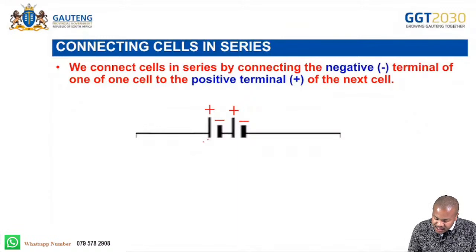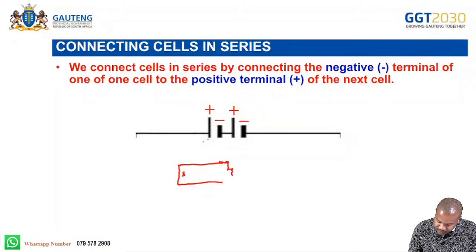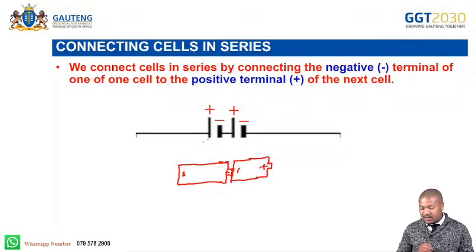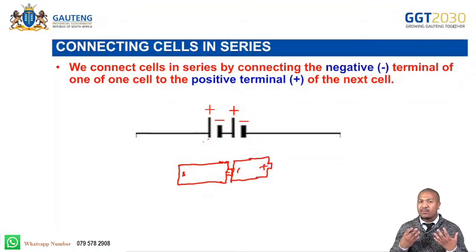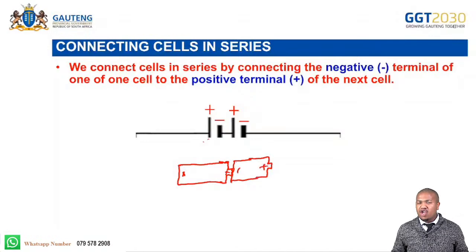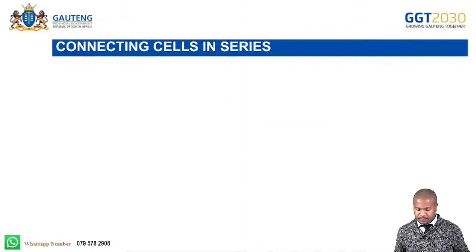So your cells in a remote controller would be something like this, right? You'd be having a negative terminal this side, positive terminal. Then another cell connected to this one with its negative terminal, and the positive terminal facing the other side, as we normally see in some of the remote controllers for our televisions or any devices that we have at home. Every time when connecting cells in series, you connect the negative terminal of one cell to the positive terminal of the next cell, right?